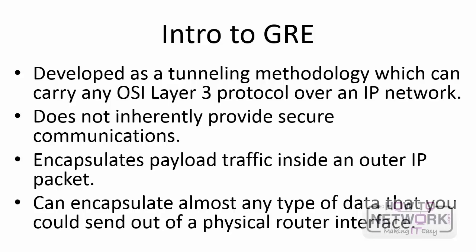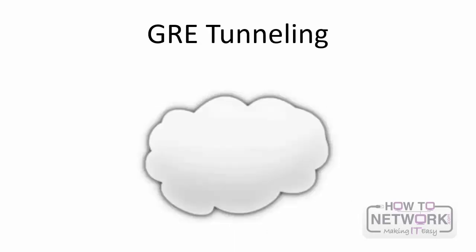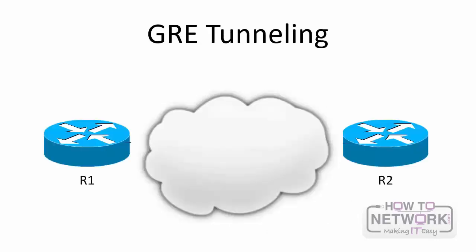So let's just walk through an example of GRE tunneling. Here you have a cloud, and let's say you have two routers, and they communicate over a provider network. So there are multiple hops over this network, and you need to tunnel traffic that the provider does not allow. The provider does not allow certain traffic over their network. So what you do is you create two tunnel interfaces, one on router 1 and one on router 2.